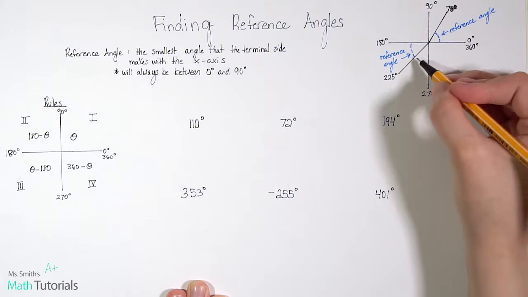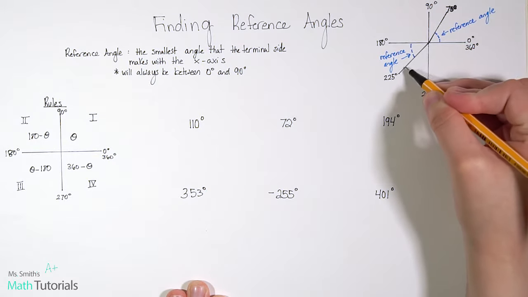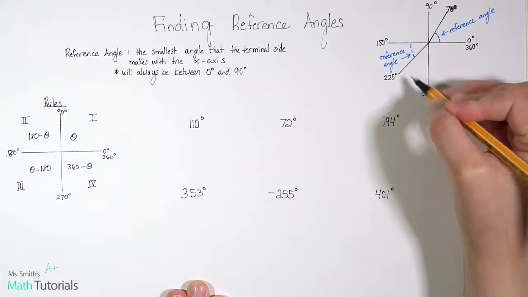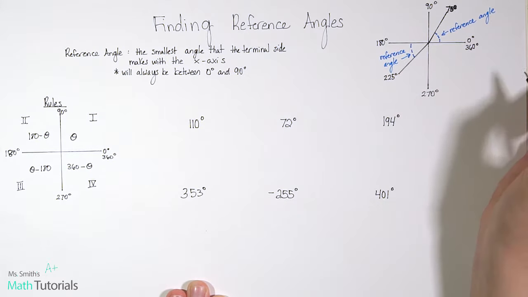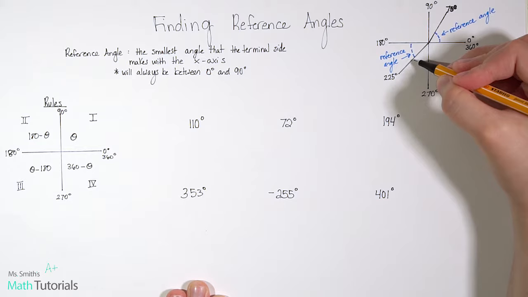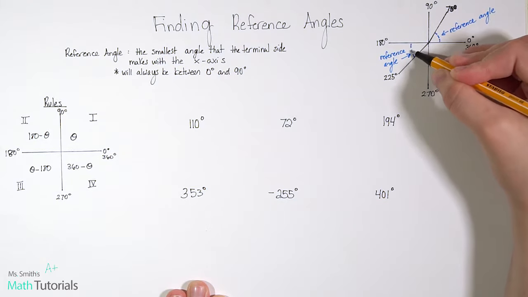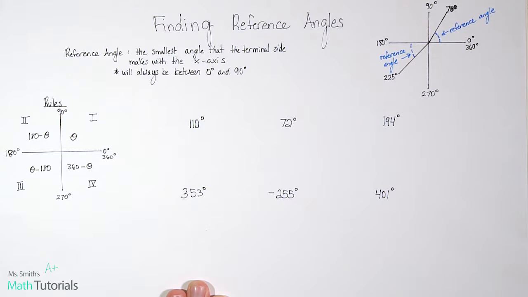And I've drawn another example over here. So we have 225 degrees over here. It falls between 180 and 270. And the shortest distance to the x-axis would be right there, that blue angle. So that blue angle is our reference angle.